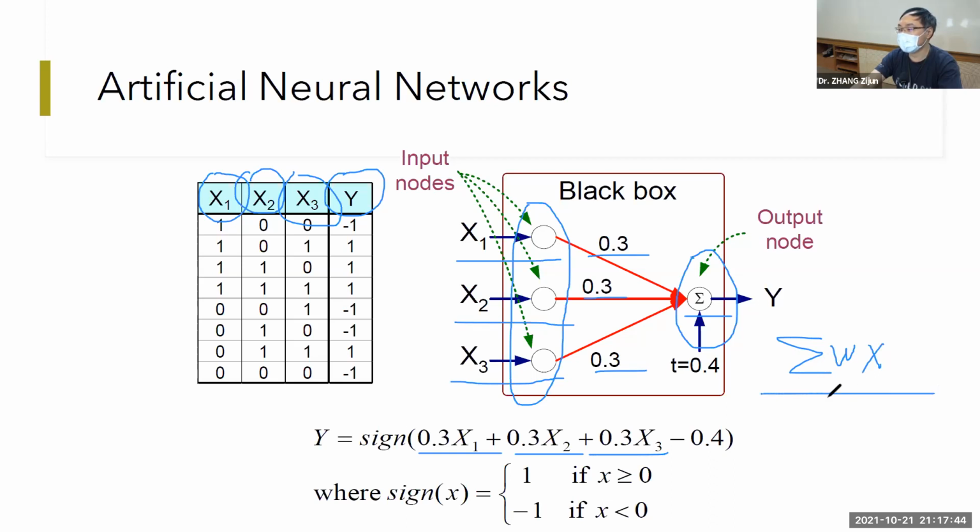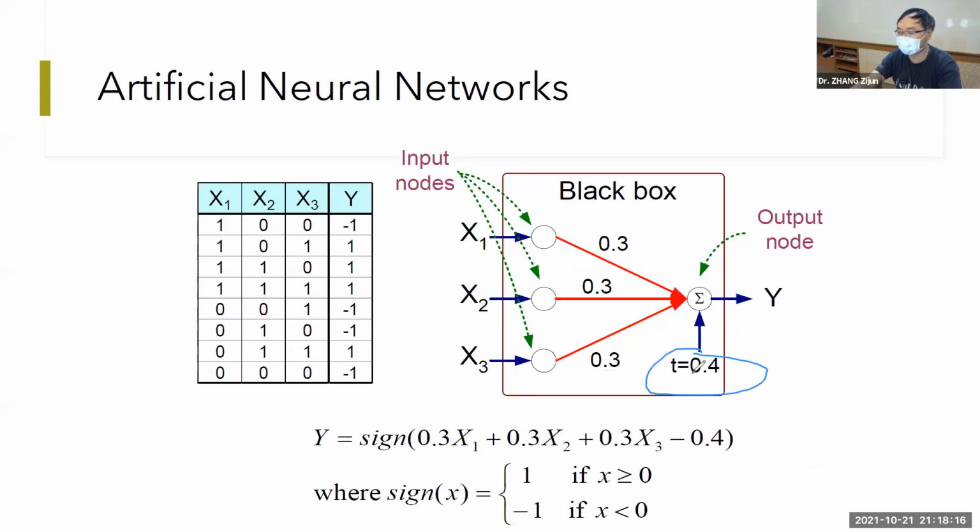So this is the sum over i of wi xi. And in linear algebra, we will write a vector of w multiplied by a vector of x. Okay. So this is a linear algebra presentation. So if you read papers, you can see 2 different expressions. They actually describe the same thing.